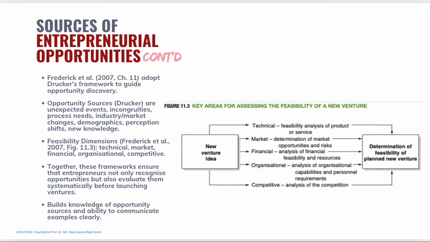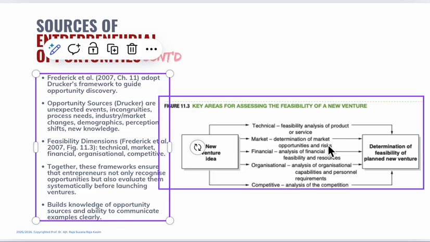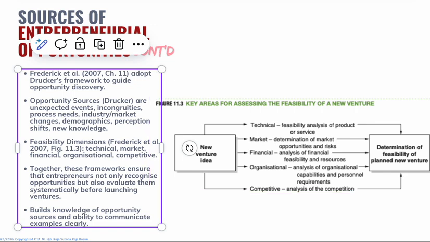On this slide, we are bringing together Drucker's framework of opportunity sources and the feasibility dimensions. You can refer to this from Frederick's textbook, chapter 11. Drucker taught us that opportunities often come from 7 sources. That is, unexpected events, incongruities, process needs, industry changes, demographics, perception, techniques, and new knowledge, right?